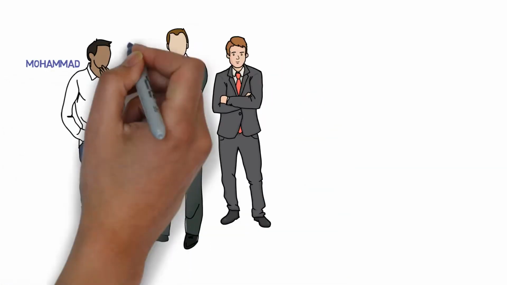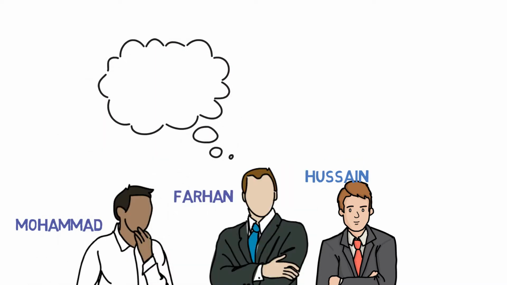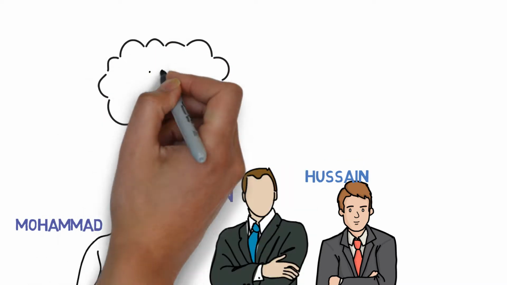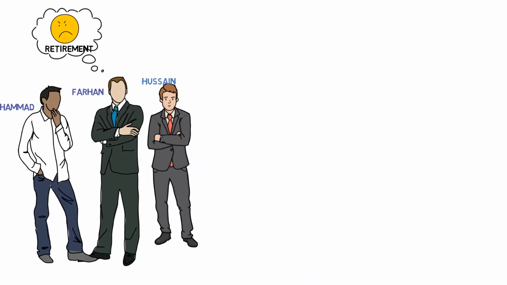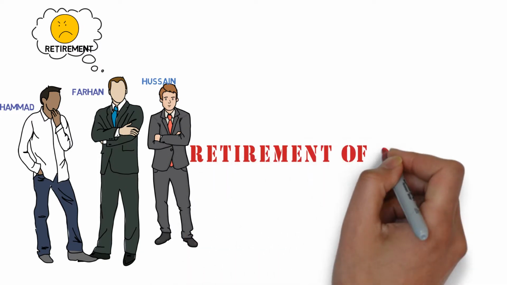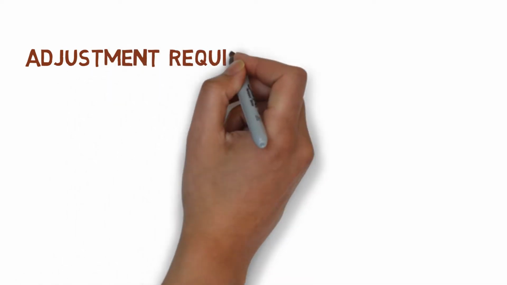Mohammed, Farhan and Hussein are in partnership sharing profits and losses equally. After being in the partnership for over 5 years, Farhan does not like the attitude of the other two partners and has now decided to retire from the partnership firm. This is a case of retirement of a partner. Let's see the adjustments which are required at the time of retirement of a partner.